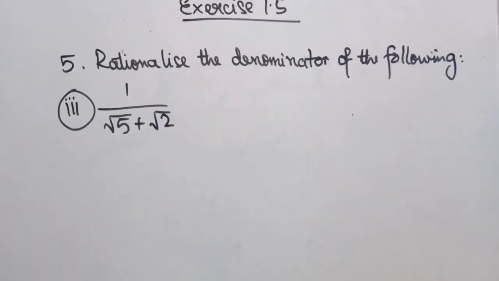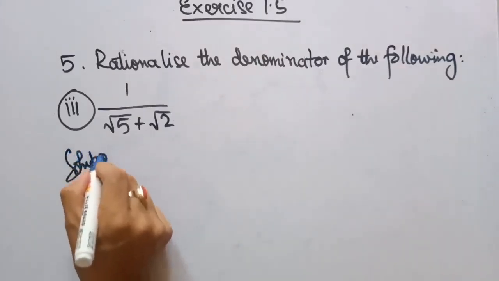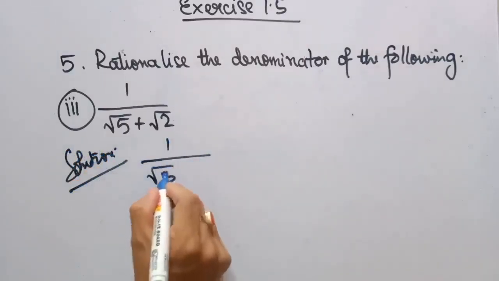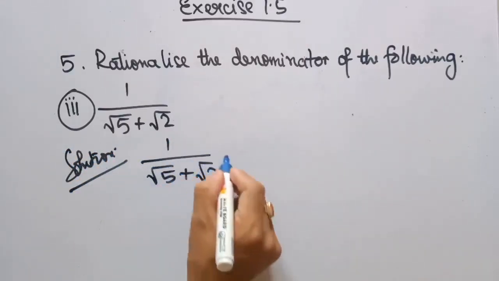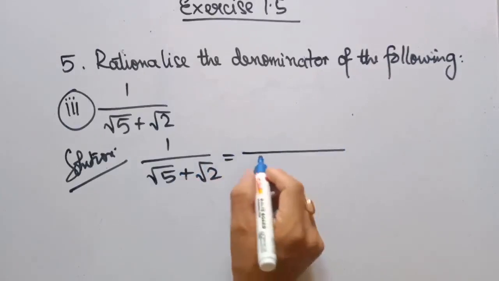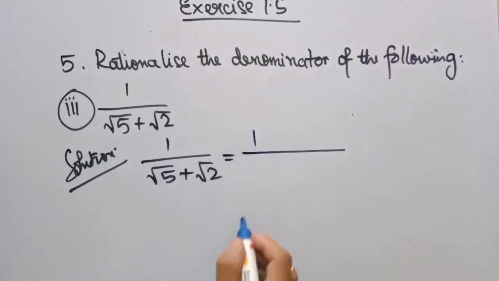Next, exercise 1.5, question number 5, Roman number 3, 1 by root 5 plus root 2. So solution, 1 by root 5 plus root 2 equal to, here also we are to multiply both the numerators and denominators by the rationalizing factor of root 5 plus root 2.